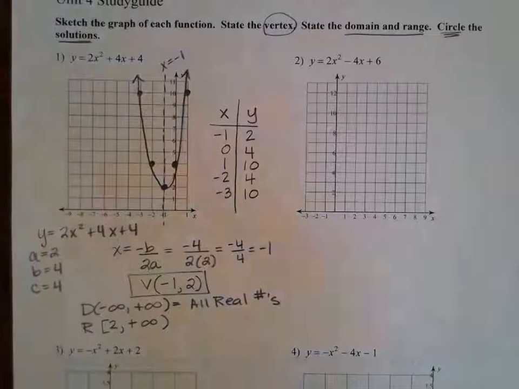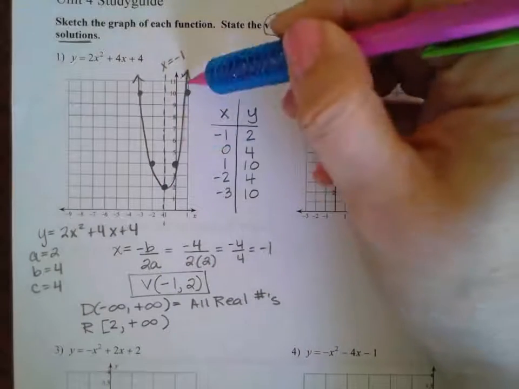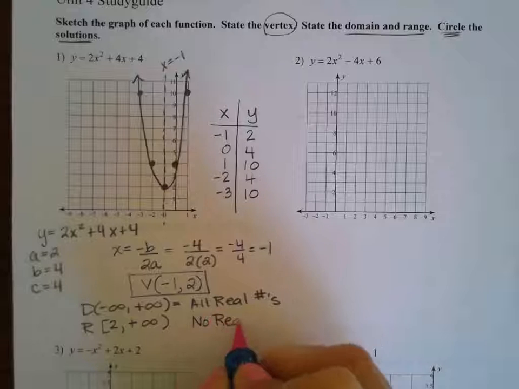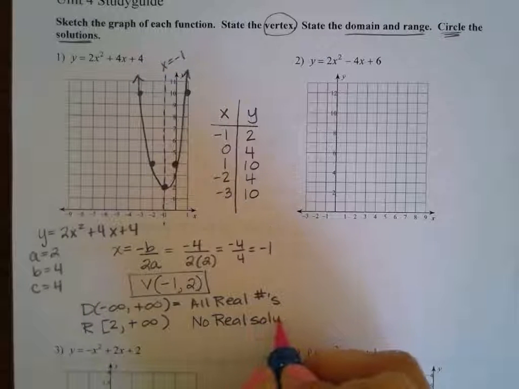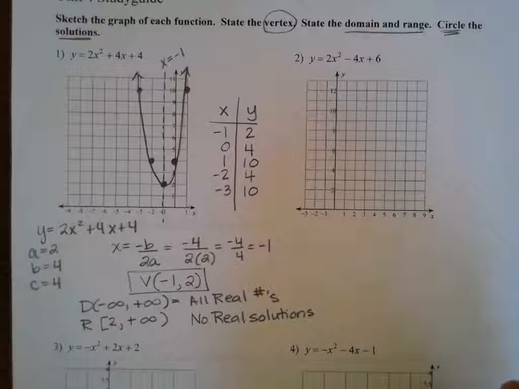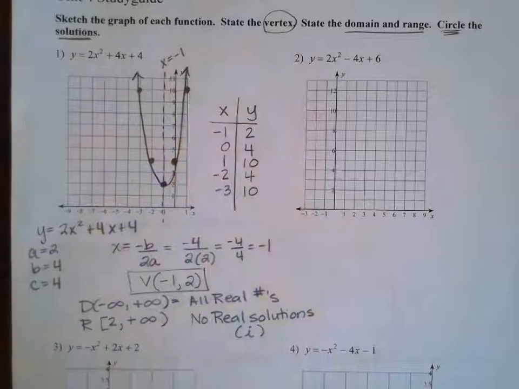Circle the solutions. Well, the solutions are where the graph crosses the x-axis. This graph never dips down far enough to cross the x-axis. So you're going to say no real solutions. This would be one of those that if you did the quadratic formula, you'd have i's in your answers. So you're actually going to have complex answers as your solutions. Okay, so that's number 1.